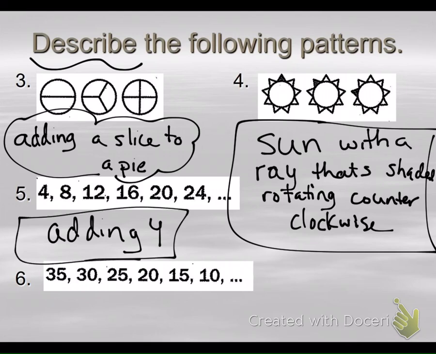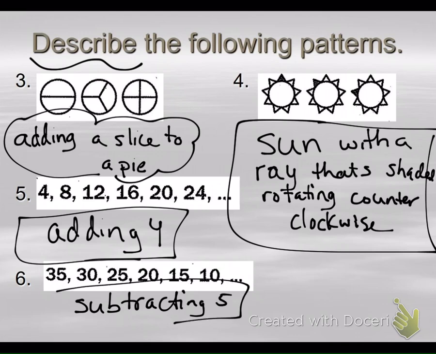Awesome. And then number 6, what's happening to each of those? I need more words. Oh, it's going down by 5. Subtracting 5. Good. Be careful though, because if you are saying what the next number would be instead of describing what's going on, you'll get some points, but you won't get all the points. So make sure you're describing what's happening, not just saying what the next number would be.